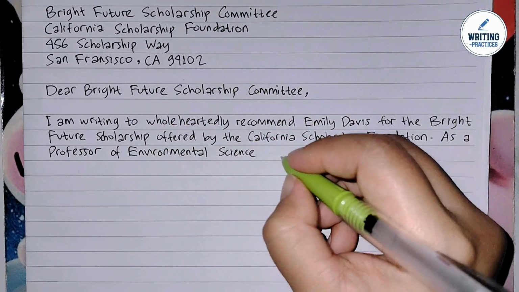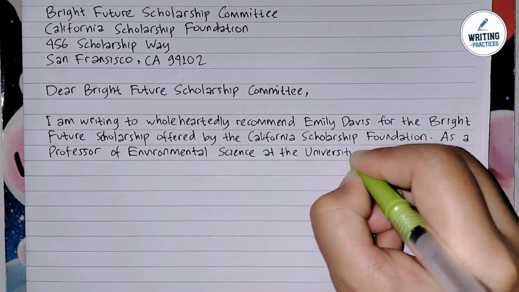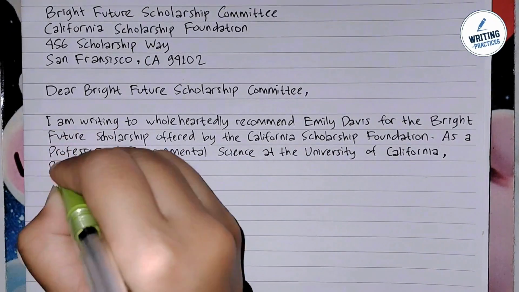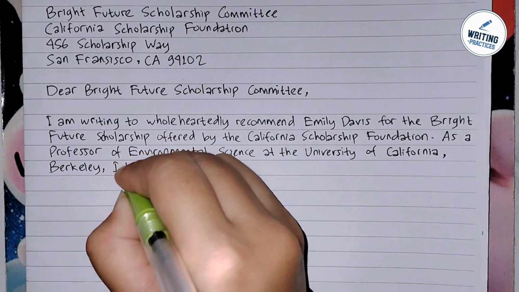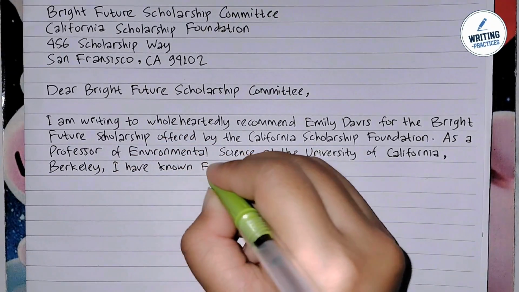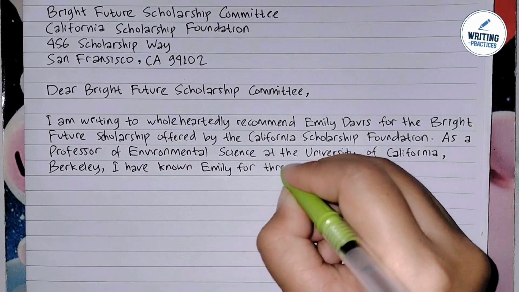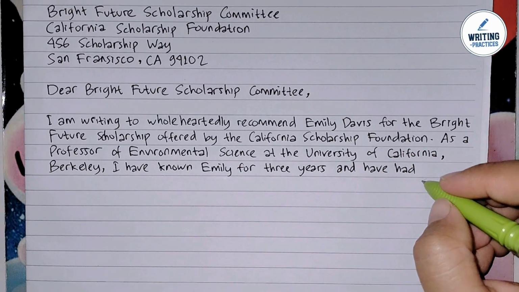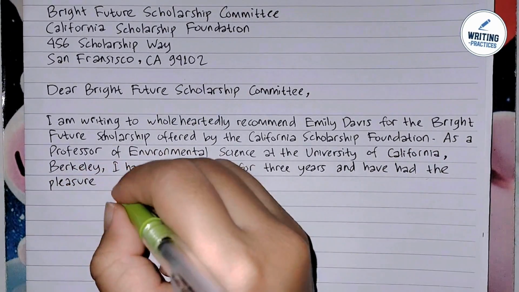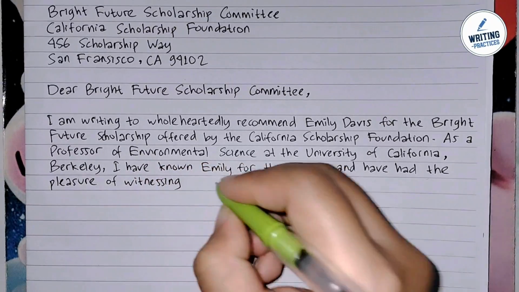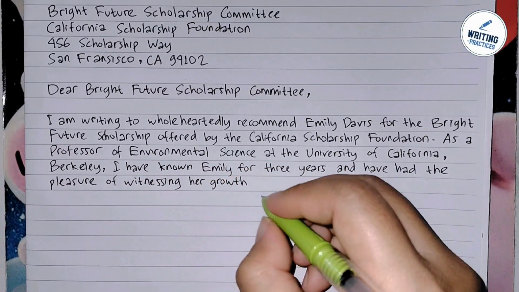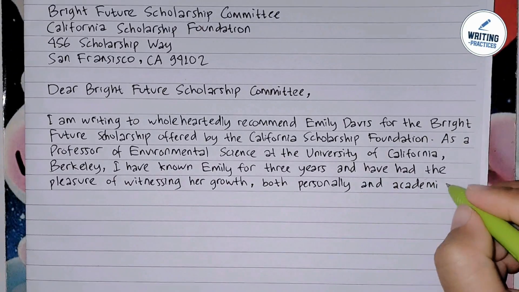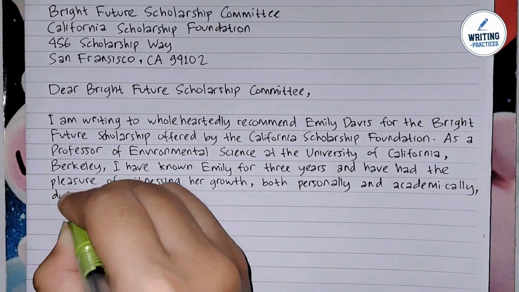And then, briefly explain your role, like professor, supervisor, and so on. And how long you have known the applicant. This should provide context for your insights into the applicant's character and qualifications. You can check this example. As a professor of environmental science at the University of California, Berkeley, I have known Emily for 3 years, and have had the pleasure of witnessing her growth, both personally and academically, during this time.